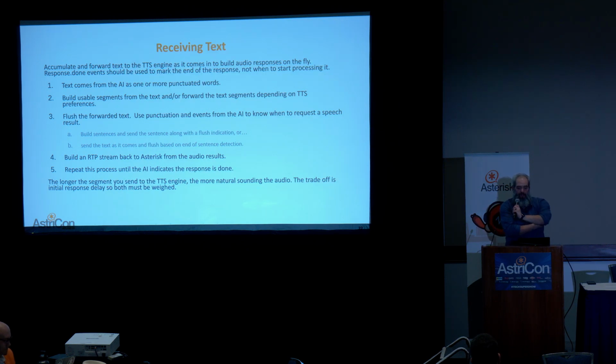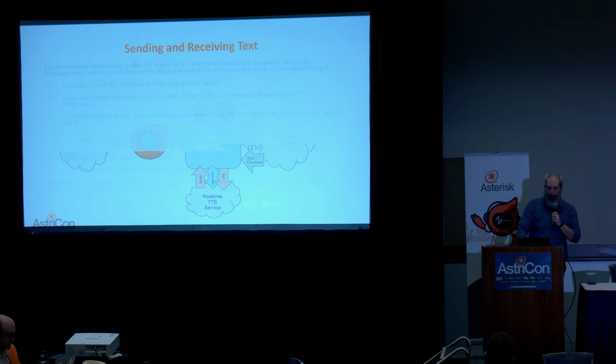From there, you've got to build your RTP stream back to Asterisk, and that's it. You just keep doing this until you've got a function that terminates the call. And again, the longer a segment that you send to that text-to-speech engine, the more natural sounding the voice that you get back is going to be. But if you wait too long, you get more delay. So you've got to weigh those in practice between the two to see how that comes out.